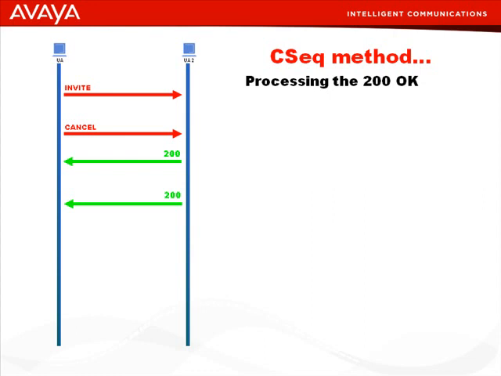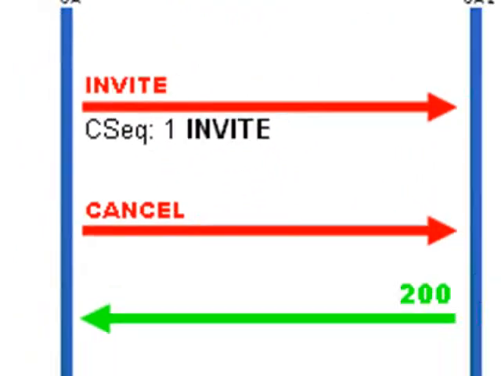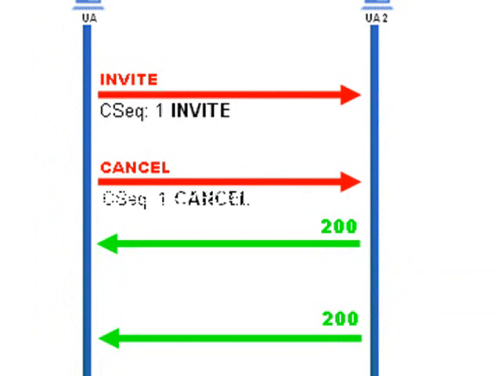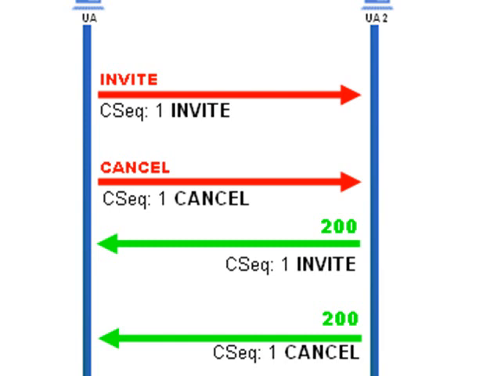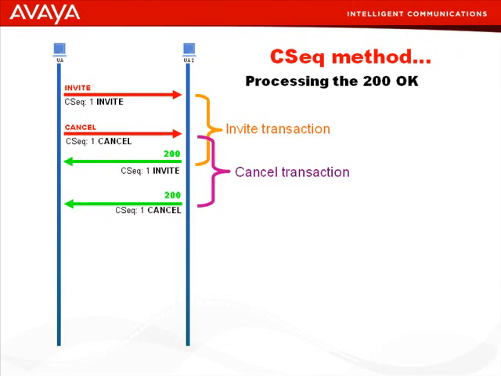Remember how the user agent client always includes in the CSeq header the name of the request or the transaction type to which it belongs, CSeq 1 INVITE in the invite, etc. Remember too how the CSeq number in the cancel doesn't change either? Well, those same CSeq headers are copied directly into the responses, meaning that straight away, with a quick glance at the CSeq header in the returning response, a user agent client can directly correlate each response to the right request.